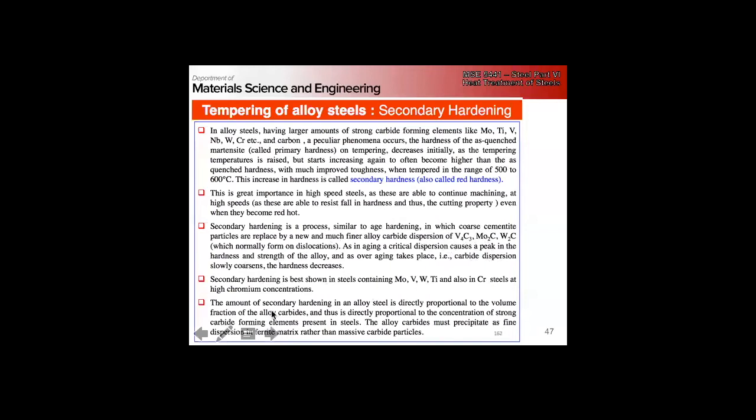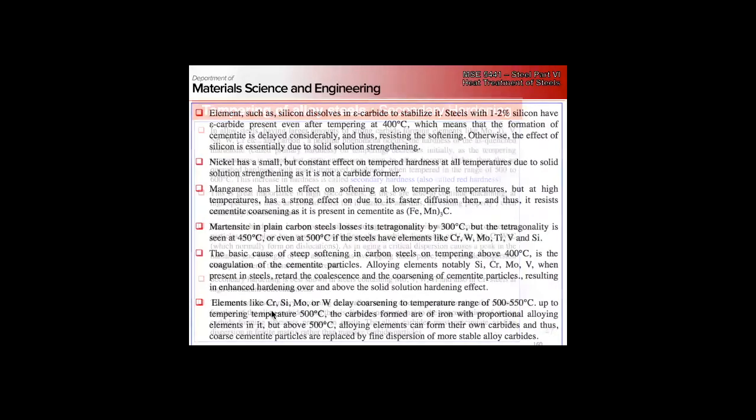vanadium, molybdenum, tungsten carbides, right? Chromium steels at high chromium concentration, right? And so the amount that we're going to get is directly proportional to how much of the carbide forming element we have and how much volume fraction we can actually turn into carbide. Other elements tend to stabilize this, right?